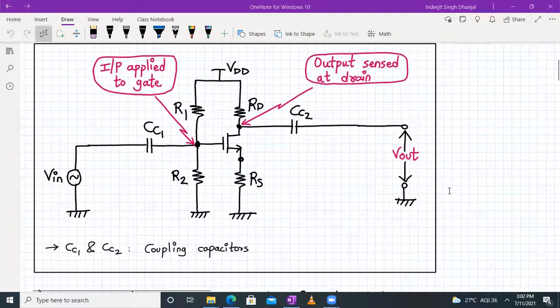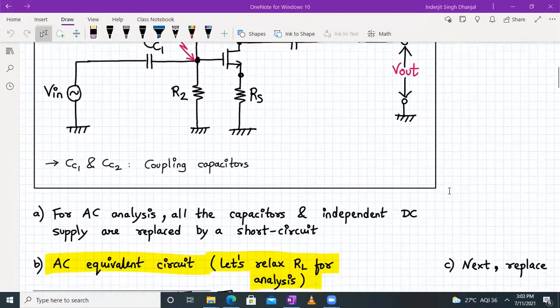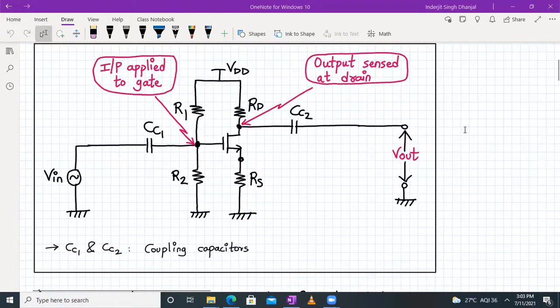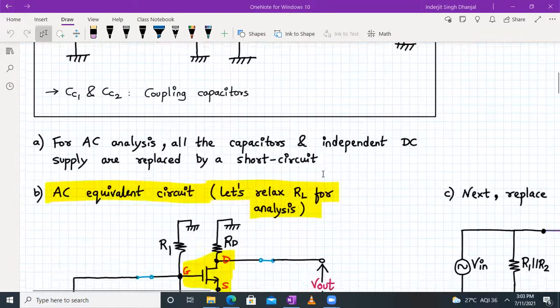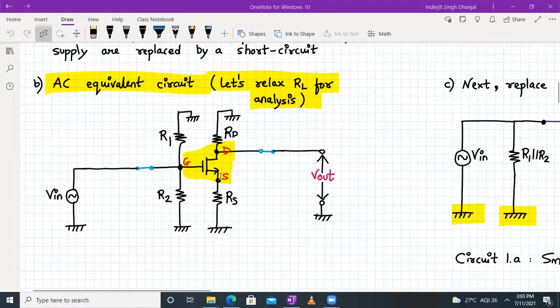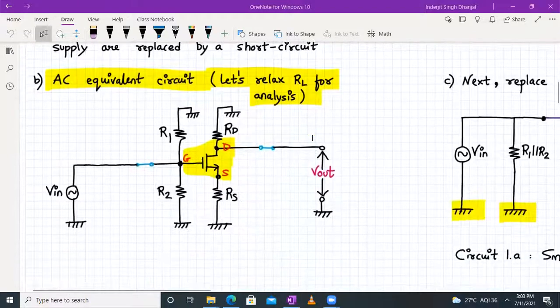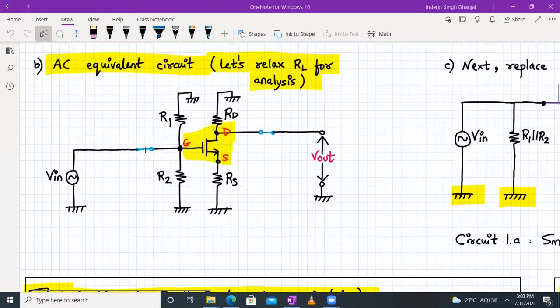First of all, we have to determine the AC equivalent circuit. For the AC analysis, all the capacitors and the independent DC sources will be replaced by a short circuit. So we have two capacitors and an independent DC supply voltage, and the AC equivalent circuit will be like this. We will relax RL for analysis, and at the end we will put it back. So here is my AC equivalent circuit with the capacitors and the DC supplies short circuited.